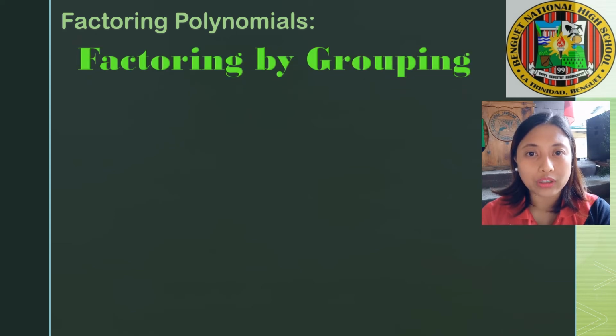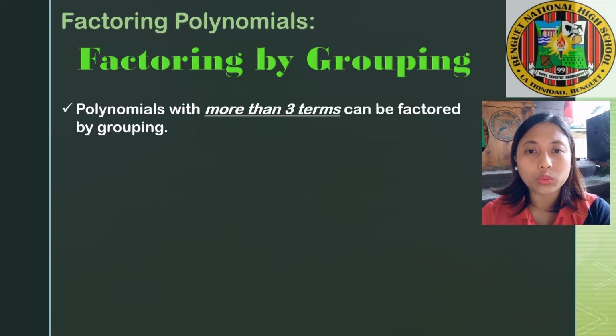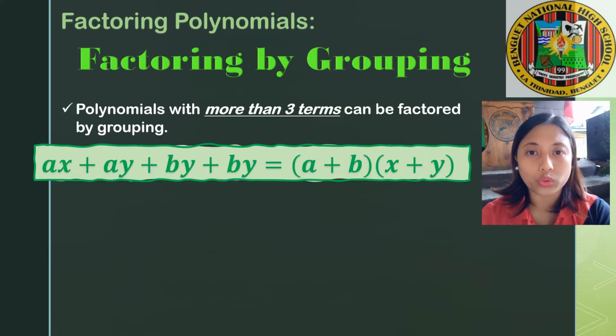If you're going to factor polynomials with more than 3 terms, then we're going to follow the pattern as shown here. If you notice, common factors are separated and used as terms in a binomial. Take a look at the following examples.